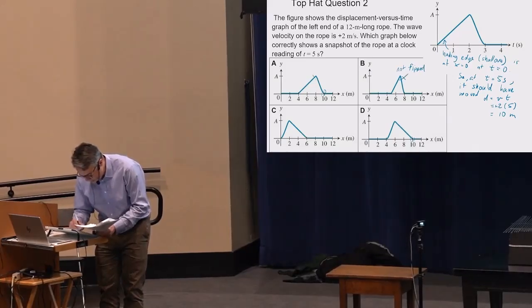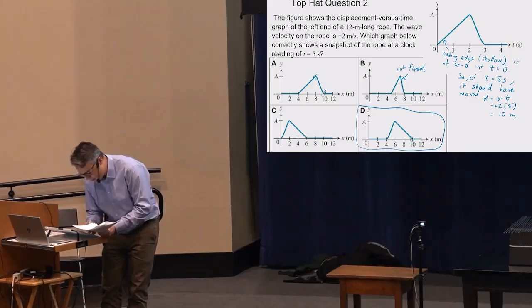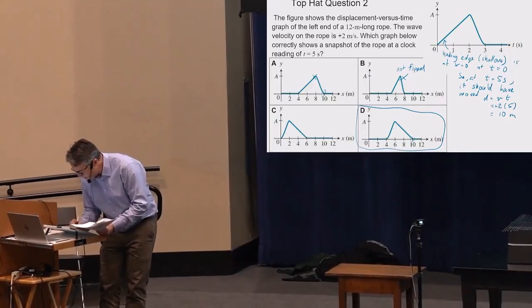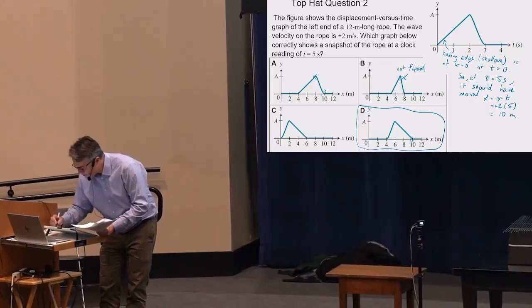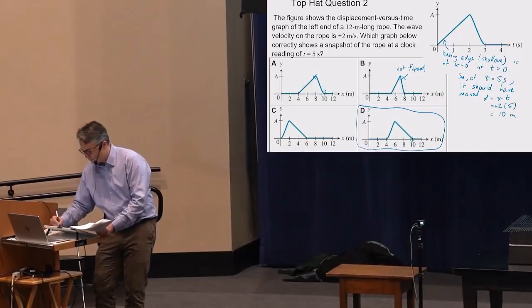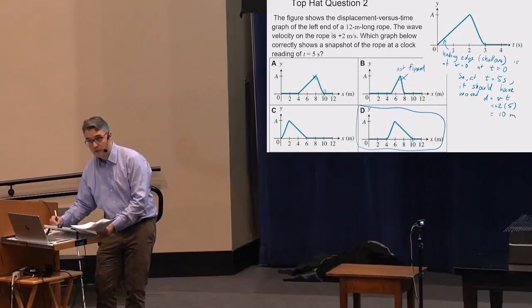So it can't be this one, it can't be this one. And so I think it ends up being this one. This one hasn't gotten far enough, but it's the right shape. But since it's going 2 meters per second, it should be there. And then at 3 seconds, I've finished this pulse, and it's down at the bottom here, the x equals 0.